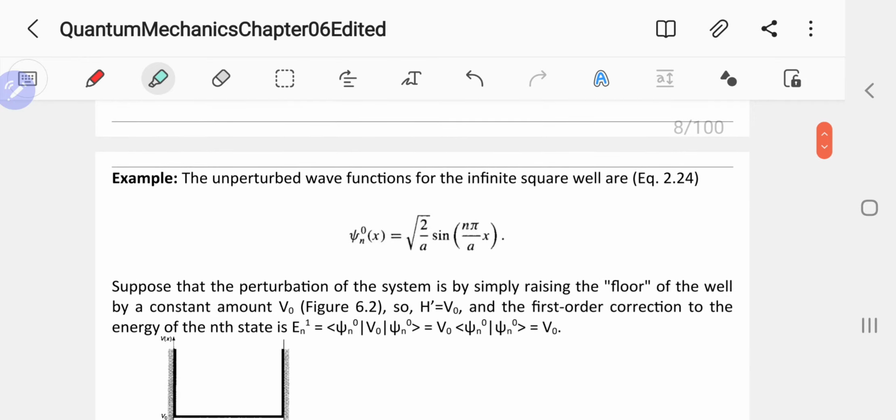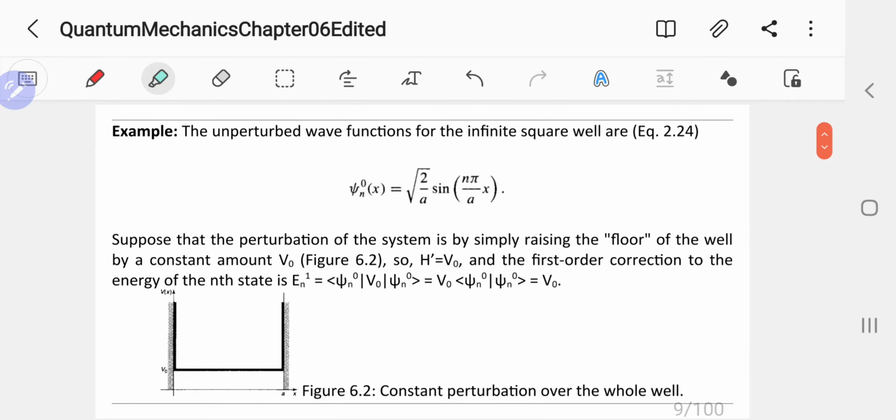So we now take an example. The unperturbed wave function of the infinite square well is given by this. We have arrived at this result before. Suppose that the perturbation of the system is by simply raising the floor of the well by a constant amount V sub O. So H prime equals V sub O, and the first order correction to the energy of the nth state is this one.